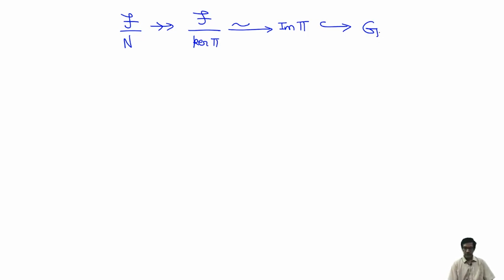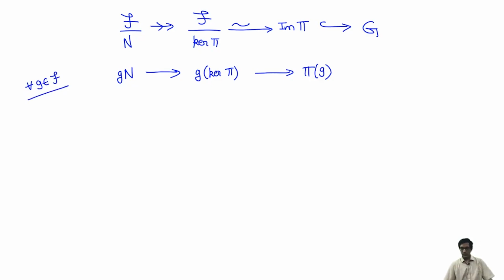So I can get a sequence of homomorphisms like this. This is just F/N mapping to F/kernel π, mapping to π(F), and π(F) is a subset of G. So this is for all g in my free group F. Okay, so I get this sequence of homomorphisms.